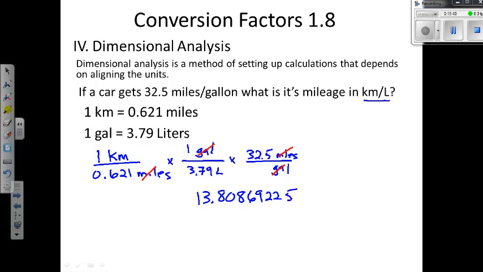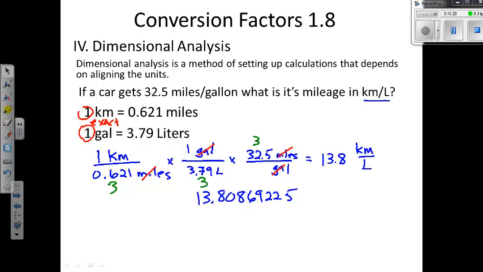So I have to be cognizant of significant figures. The ones here are considered to be exact, so we won't worry about that. 3 significant figures here, 3 significant figures here, 3 here. So the smallest number of significant figures for any factor is 3. So I can go 13.8. What are my units here? Kilometers per liter. Okay, or 1.38 times 10 to the first kilometers per liter in scientific notation.